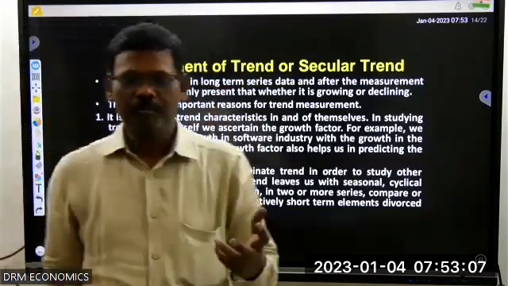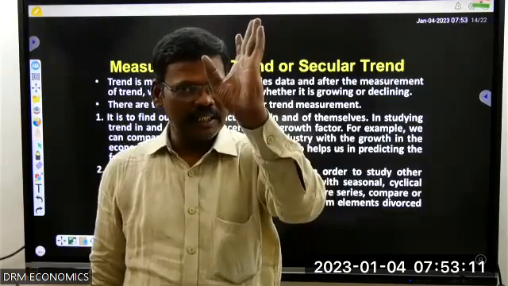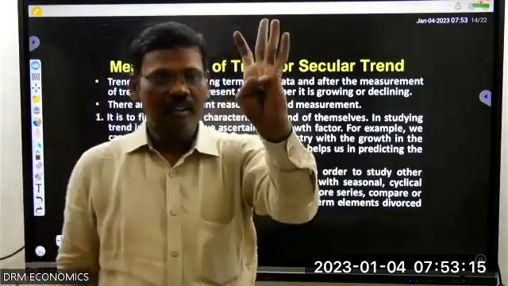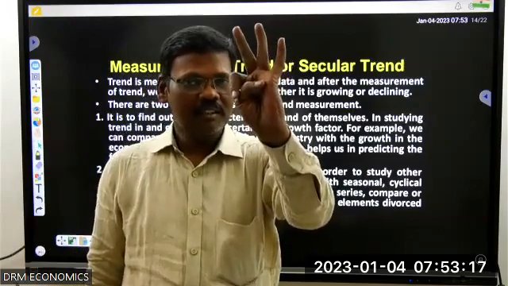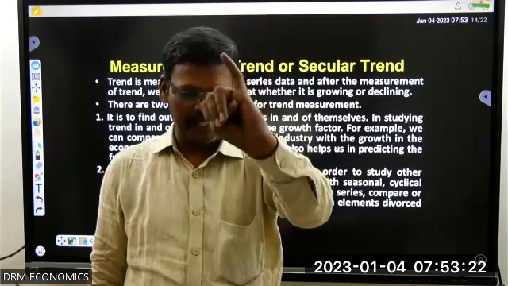Components of this time series. We have 4. One is trend, secular trend, which belongs to long run. The second seasonal, third cyclical, fourth irregular.